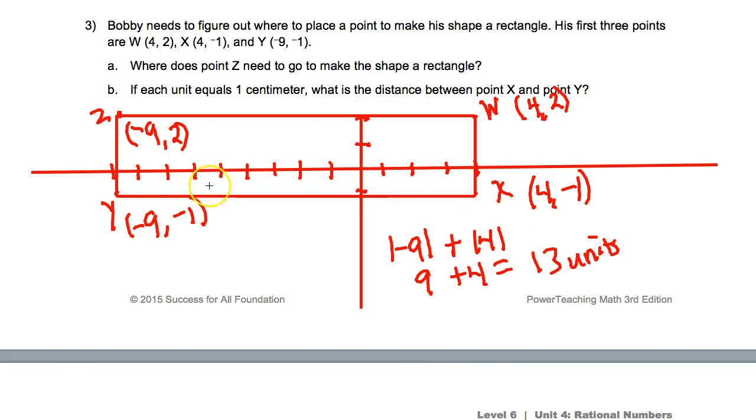If we wanted to, we could have counted them. Let's see, 1, 2, 3, 4, 5, 6, 7, 8, 9, 10, 11, 12, 13. So we got the same answer, but we can't just say that the distance is 13 units. We have to say that each unit equals 1 centimeter, so the distance is 13 centimeters.